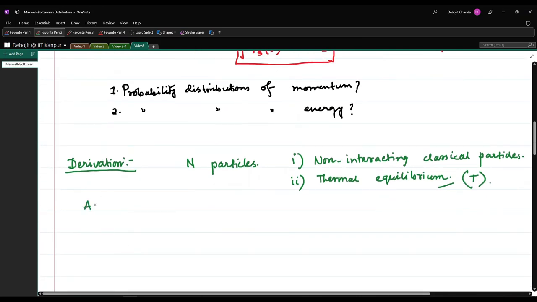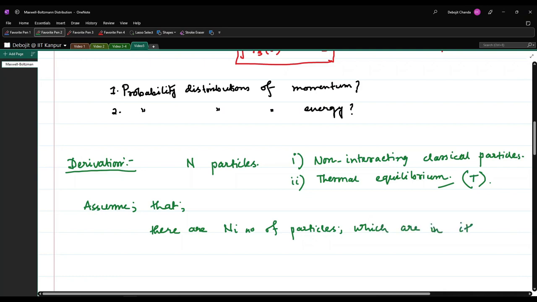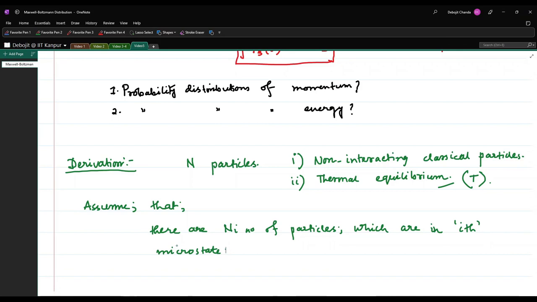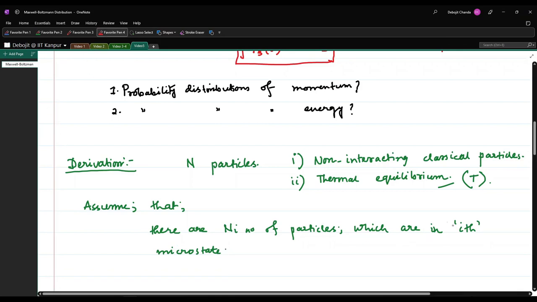Now, let us also assume that there are ni number of particles which are in ith microstate. A microstate can be thought of as a microscopic configuration of the system. ni number of particles are in the ith microstate which have energy ei.